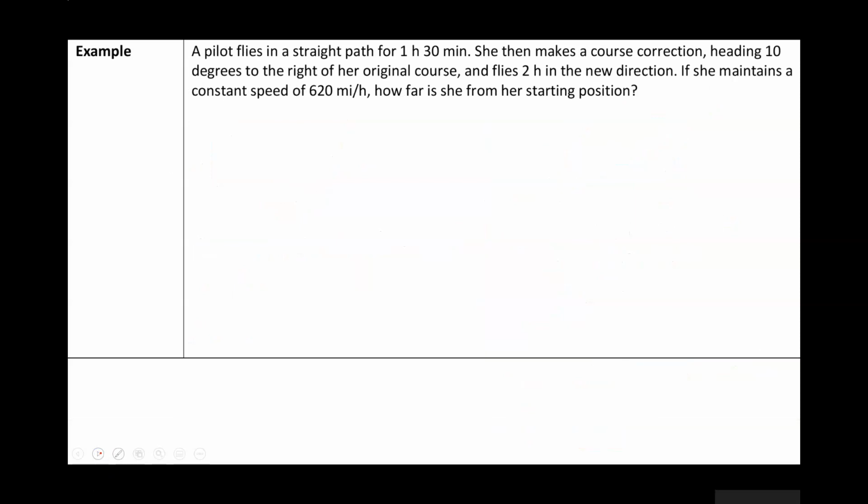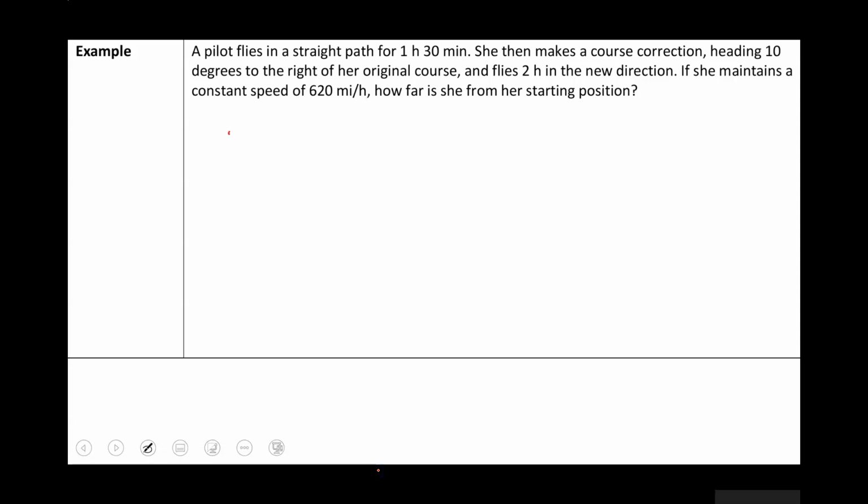All right, this next problem says a pilot flies a straight path for an hour and 30 minutes, and then she makes a course correction heading 10 degrees to the right of her original course and flies 2 hours in the new direction. If she maintains a constant speed of 620 miles per hour, how far is she from her starting position?